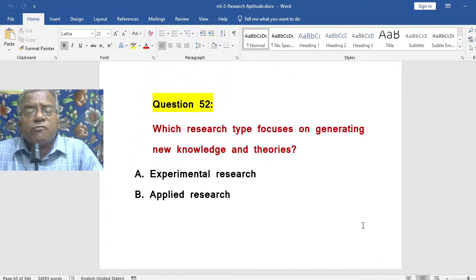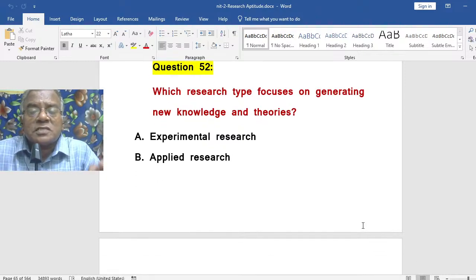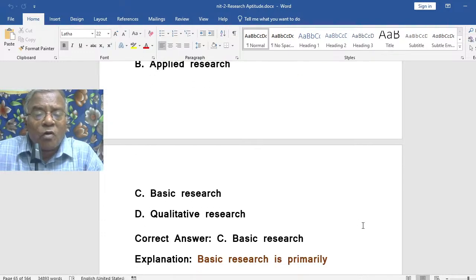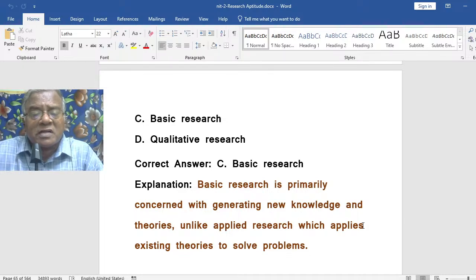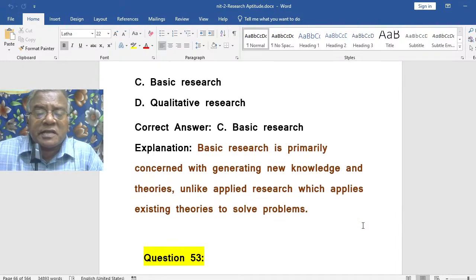Which research type focuses on generating new knowledge and theories? Out of these four alternatives, basic research. Basic research is primarily concerned with generating new knowledge and theories, unlike applied research which applies existing theories to solve problems.